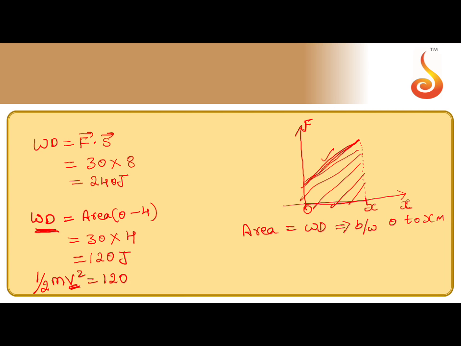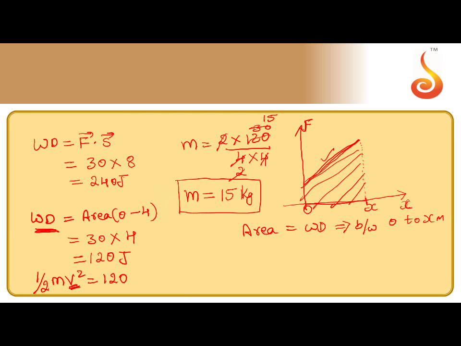On cross multiplying the terms, m is equal to 2 into 120 divided by v square. V is 4, so 4 into 4. So 2 times 120 is 240, and 240 divided by 16 is 15. So the mass of the block or the body is equal to 15 kilograms. This is how we find the mass of the body using the graphical method.